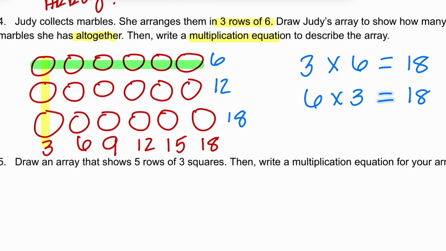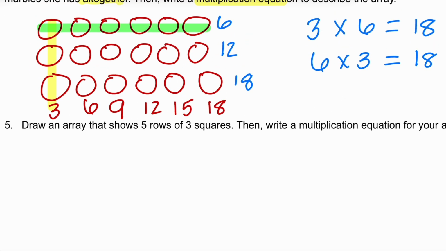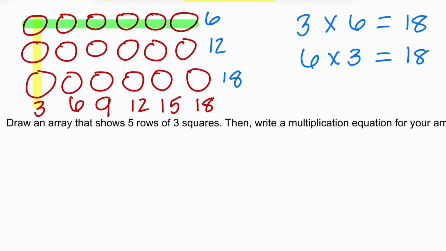Now this question says to draw an array. So remember, if it wants you to draw an array, be sure you draw that. This last question states to draw an array that shows 5 rows of 3 squares. Then write a multiplication equation for your array. Okay, so we're going to use squares this time to represent our array.